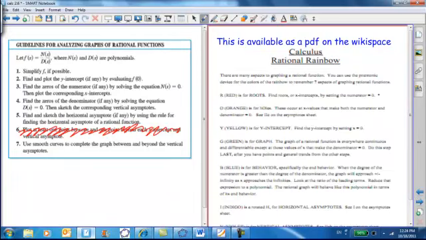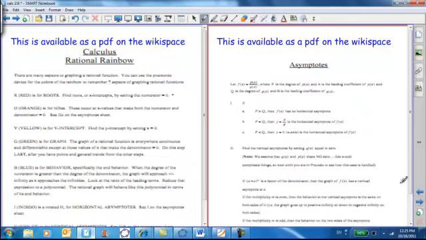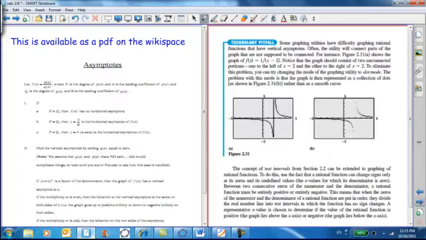Now, this I've got available as a PDF on the Wikispace, this Calculus Rational Rainbow. It's the colors of the rainbow as a way to remember a lot of the different aspects of things you should be graphing. We haven't talked about some of these aspects yet, but I just want to refer you to this document. And here there's a lot more detail about the asymptotes that we just discussed. Let's practice doing a lot of problems here.